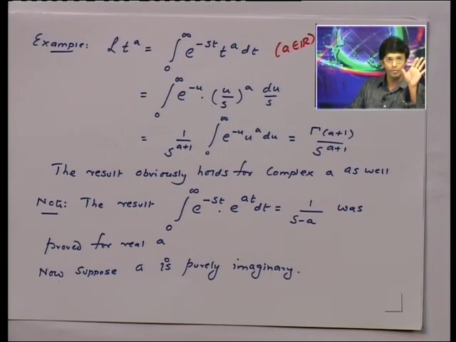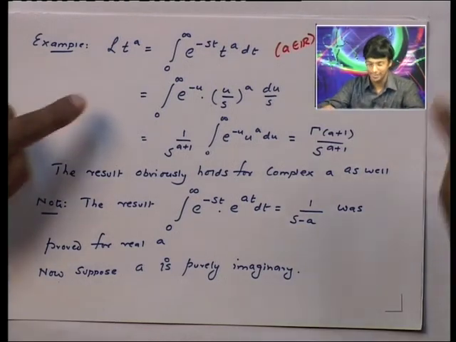Our change of variables formula that you have proved was in the real domain, but now you are making a complex substitution. So the validity of the formula is suspect, correct. That is why I say that the result, integral 0 to infinity e to the power minus st into e to the power at dt equal to 1 over s minus a, was proved for real a. This result also is true for complex a, but now it is not obvious.